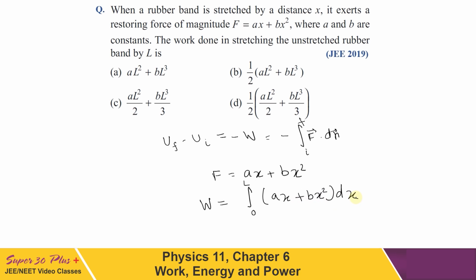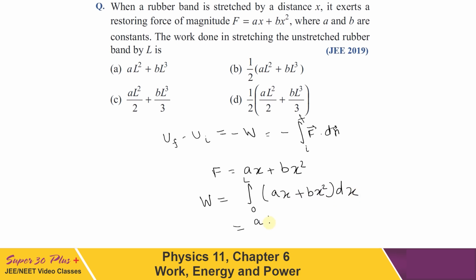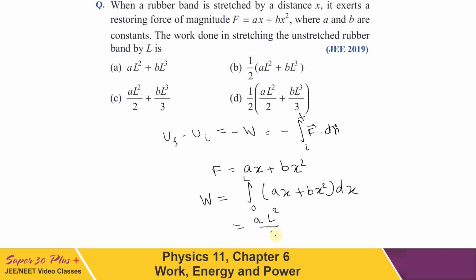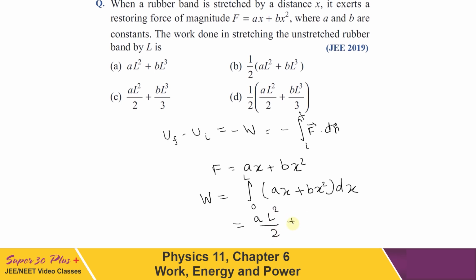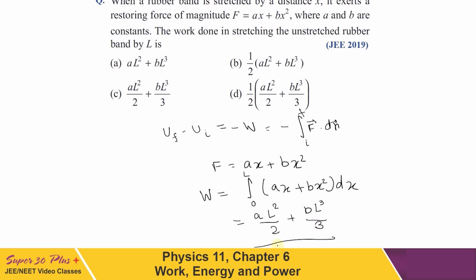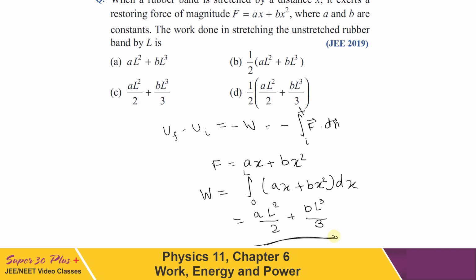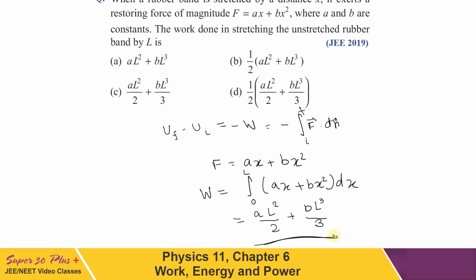If we integrate and substitute the limits, it will come out to be aL square by 2 plus bL cube by 3. So this will be the amount of work done. Of course, here all the options are given positive, so we are interested only in its magnitude. So the correct option is C.